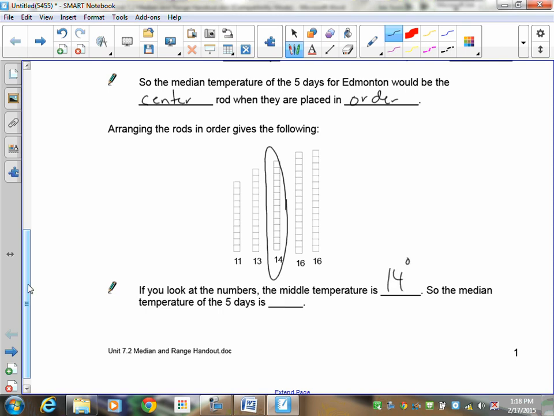So it's as simple as that. The median temperature for the 5 days is 14 degrees Celsius. That's as easy as it is. Just put them in order, find the middle one.